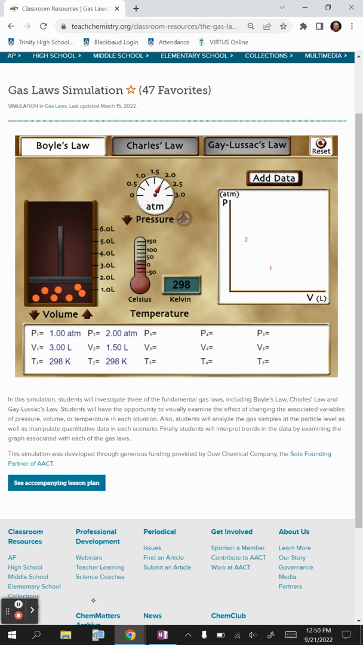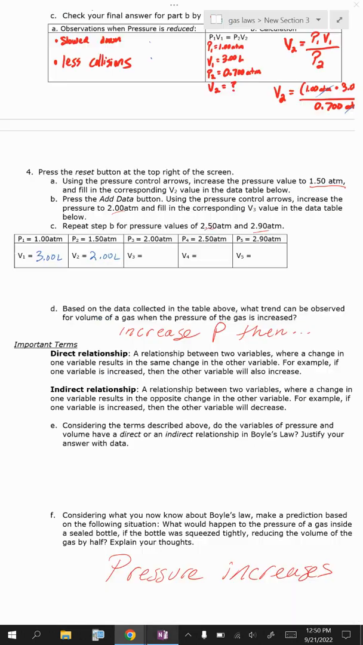If I need to go to 2.5 atmospheres, I can go to find 1.2, okay? And so on and so forth. So at 2 atmospheres, my volume is 1.5 liters. At 2.5 atmospheres, I'm at 1.2 liters. And at almost 3 atmospheres, 2.90, my volume is 1.03 liters.